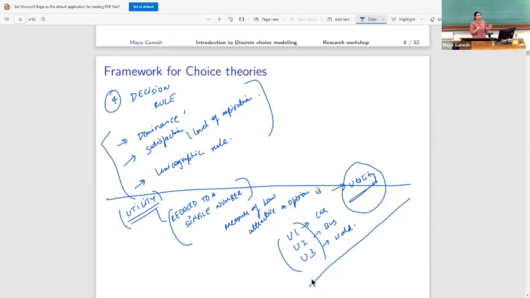Is there any other question? Let me look at the chat box. Suresh is asking me, does utility need to be a real number? Okay, that brings me to the note that I was about to say.